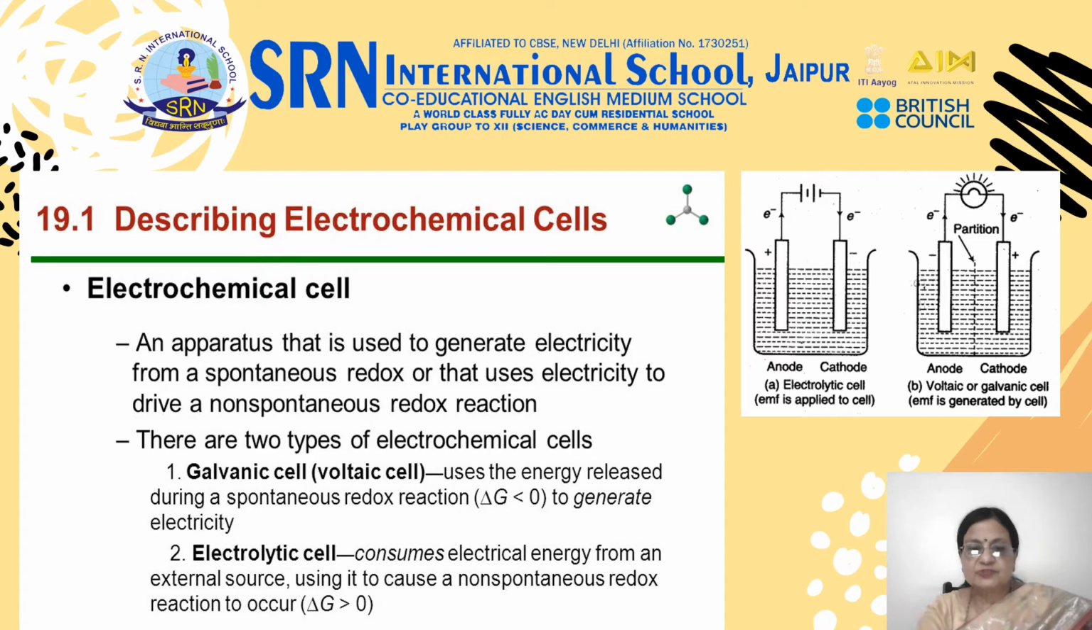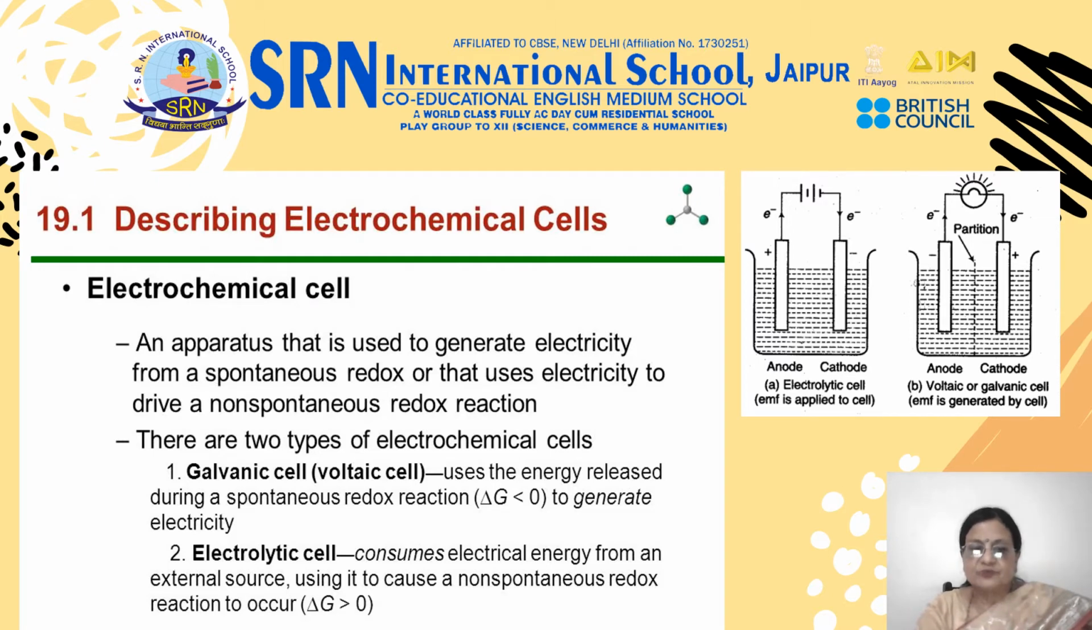Galvanic cells are those cells which use the energy released during a spontaneous redox reaction to generate electricity. Spontaneous redox reactions are the reactions that take place on their own. And in that case, the Gibbs energy change is negative.